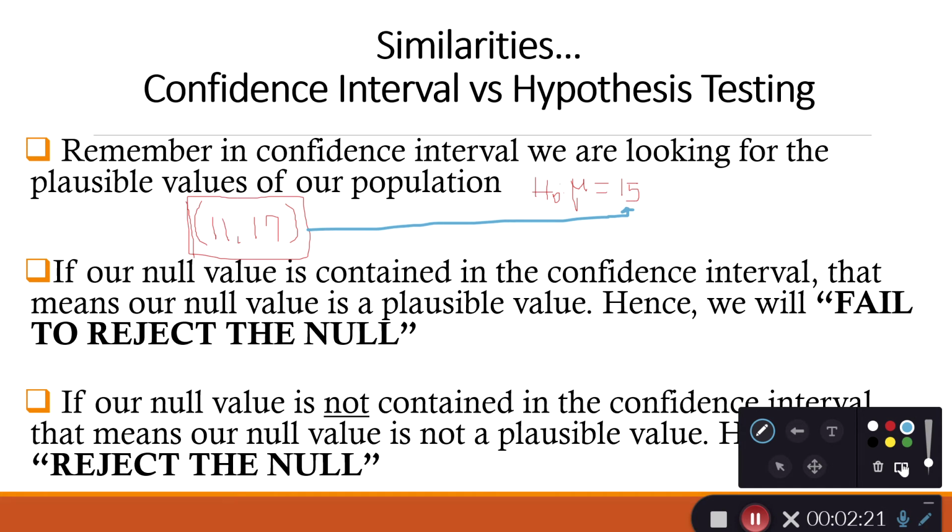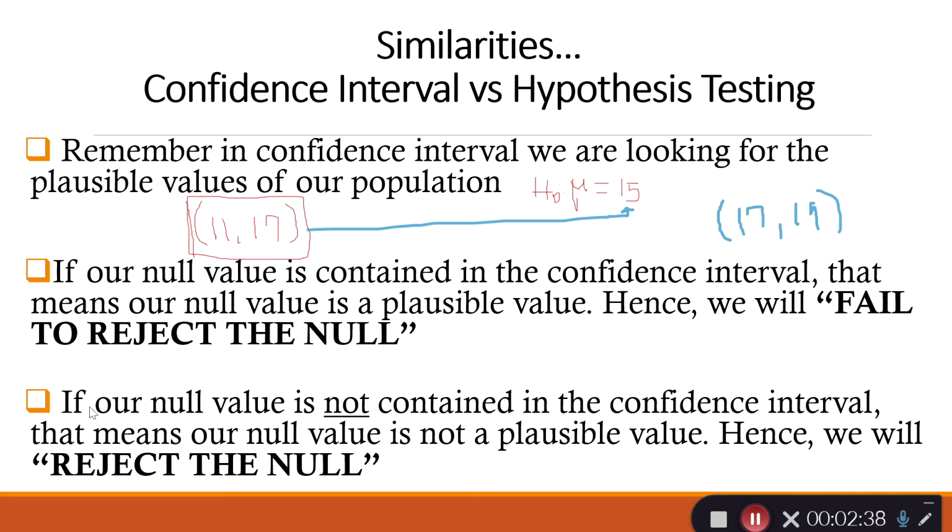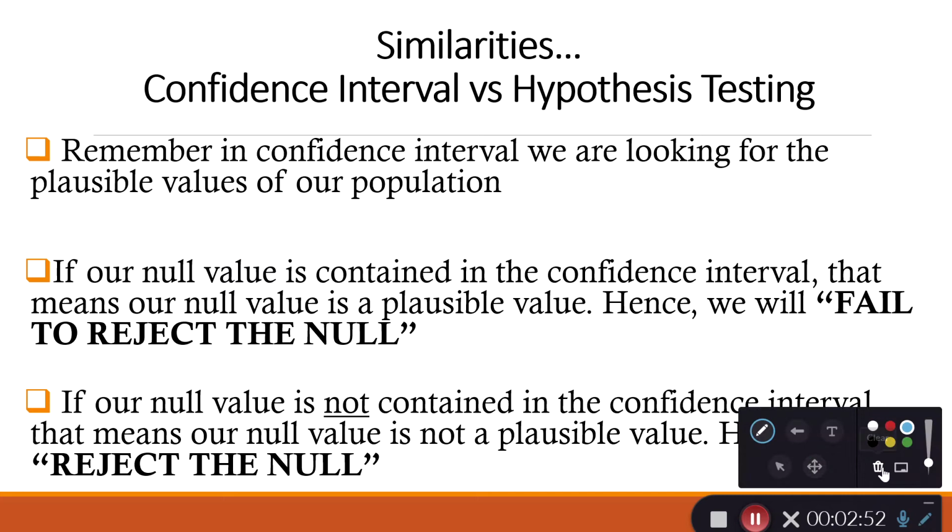But let's say our hypothesis were 15 again, but our interval, let's say it goes between 17 and 19, then we would reject the null here. So if our null value is not contained in the confidence interval, that means our null value is not a plausible value. Then in this case we would reject the null hypothesis. I'll show you a better example in the next slide.